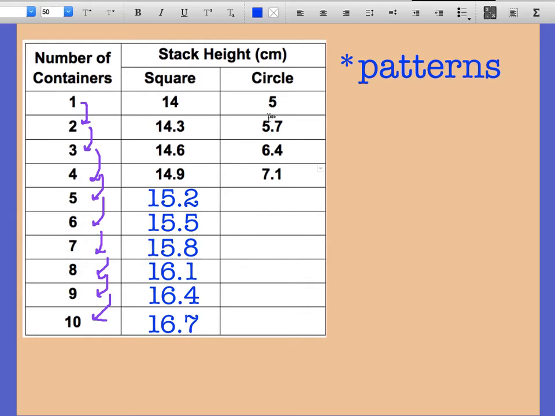All right, let's check out the circle one. The first one is 5, and then we go 5.7, and then 6.4, and then 7.1. Looks like we're adding 0.7 every time. So another 0.7 would be 7.8. Add it again, we're going to have 8.5. Add 0.7 again, we're going to have 9.2.